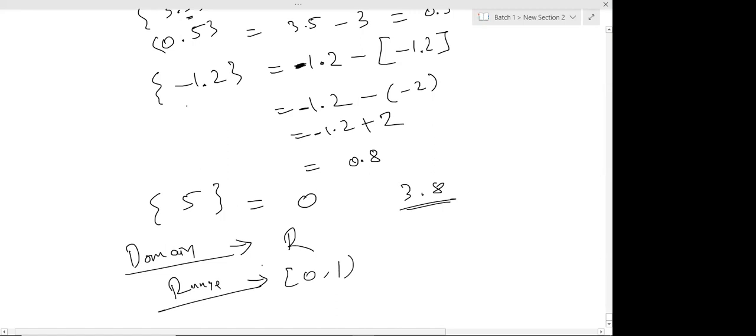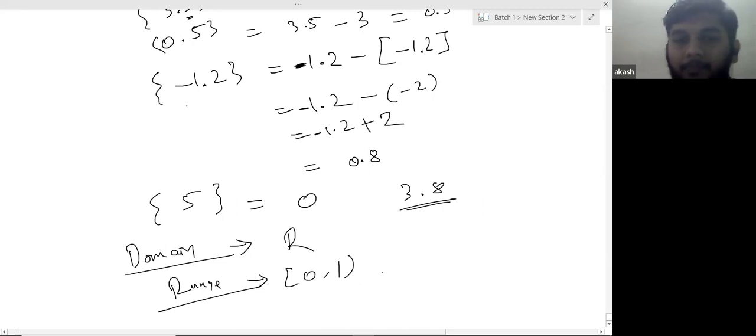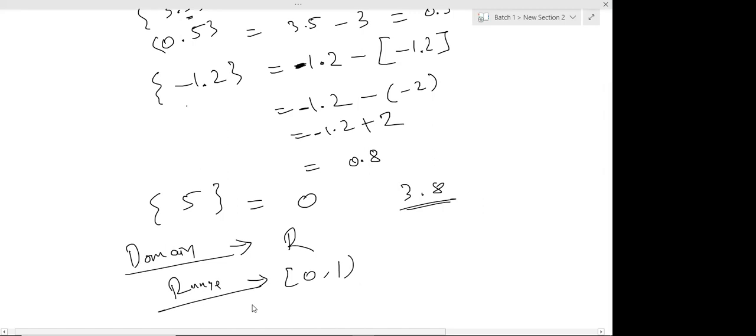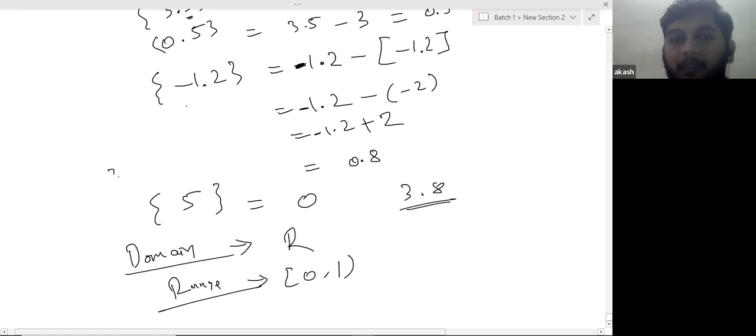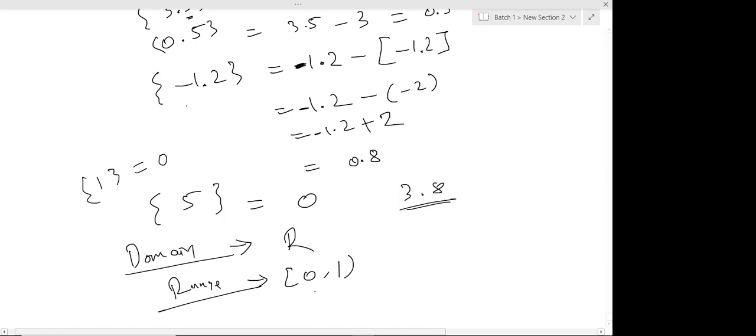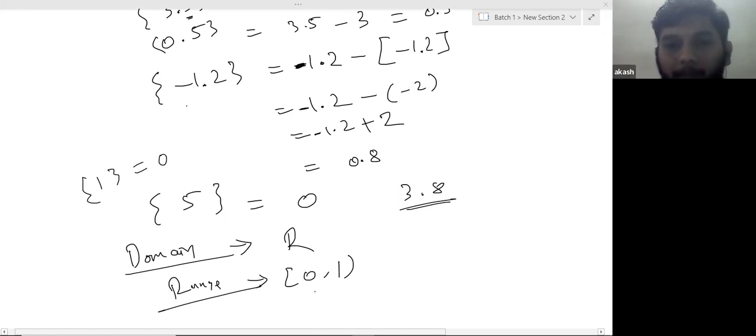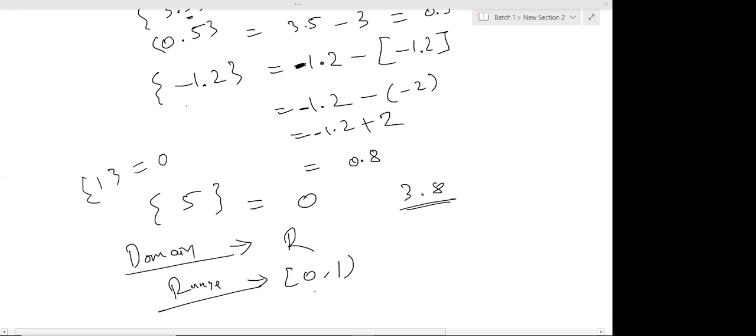Sir, how is it open interval 1? Because whenever you put 1 in fractional part, this will give 0, right? Oh, yes.